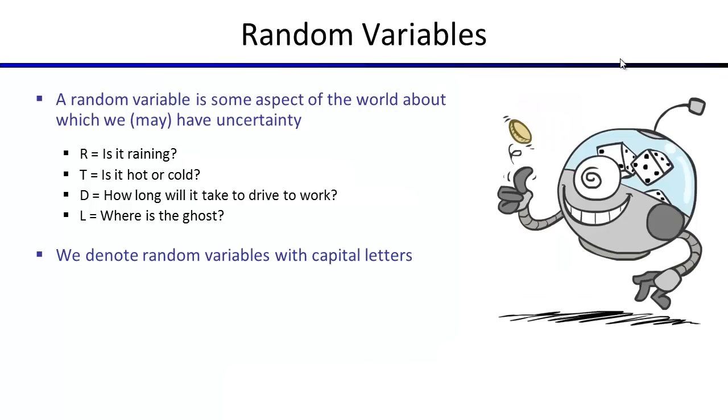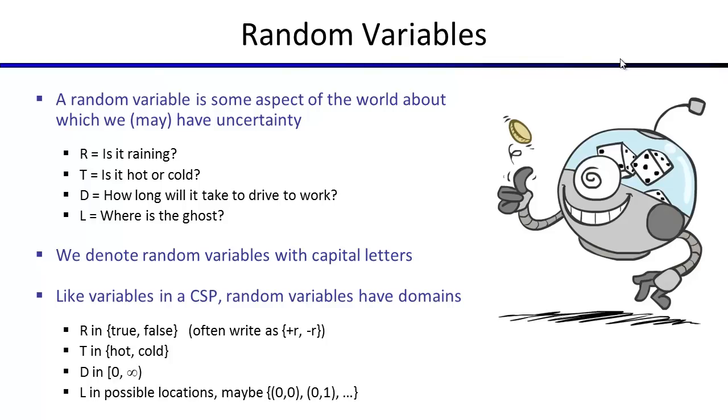All right, so random variables. A bit like what we had with CSPs, right? You have these variables that have domains and so forth, and for example, we could have a random variable in this case for whether it's raining or not. We could have a random variable for whether it's hot or cold, how long it will take to drive to work, or the location of a ghost. Our notation is such that random variables are capitalized, all right? Then each of these random variables has a domain. The entries in the domain we denote with lowercase. So, for example, for raining could be true or false.